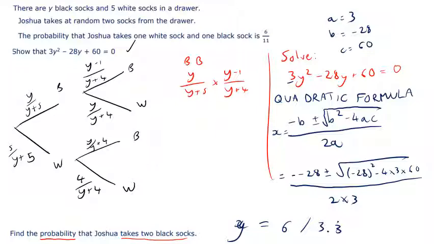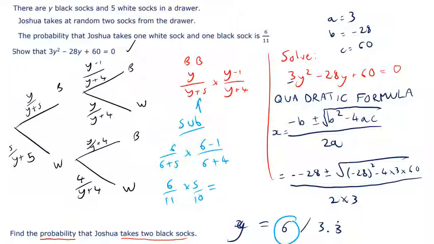What must y be? Well, y is the number of socks. You can't have 3.3 recurring socks. That would be weird. So y is the number 6. The rest of it's reasonably straightforward. If y is the number 6, I'm going to substitute that into here. So I get 6 over 6 plus 5 times 6 minus 1 over 6 plus 4, which is 6 over 11 times 5 over 10. I'm working that out on my calculator. It gives a final answer of 3/11.